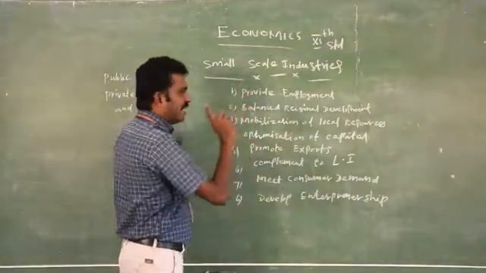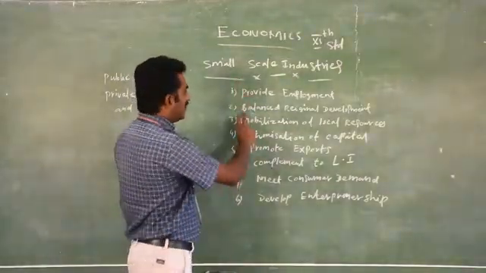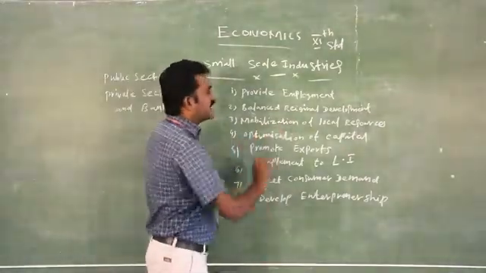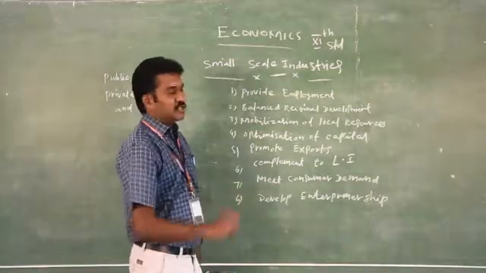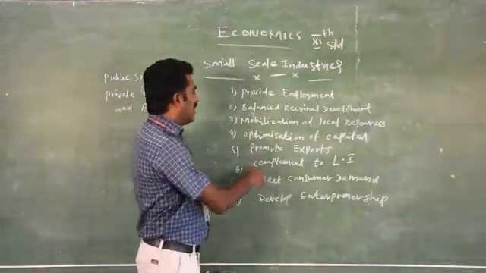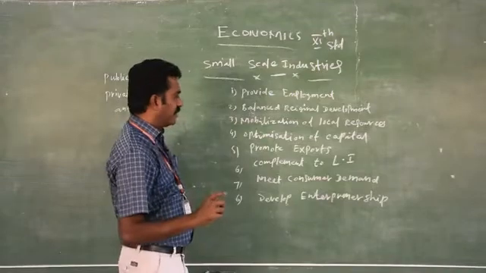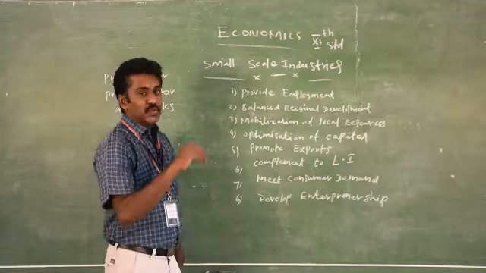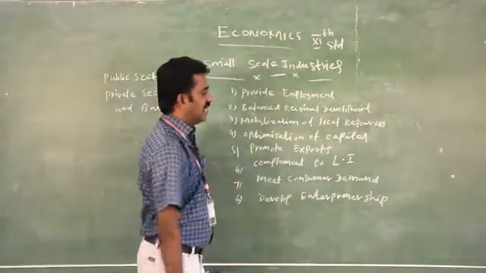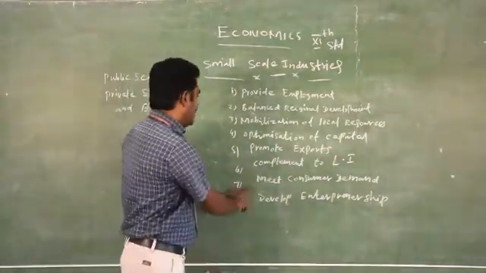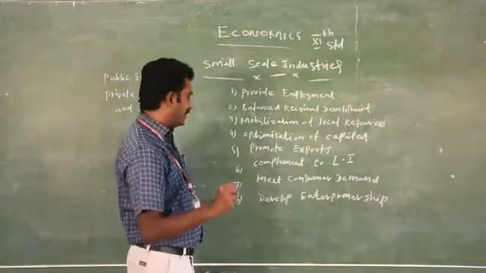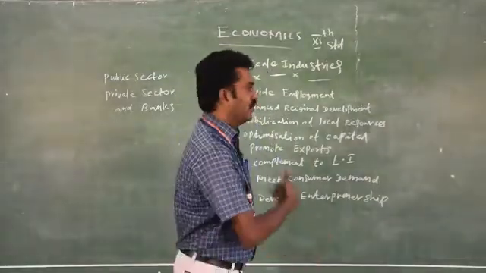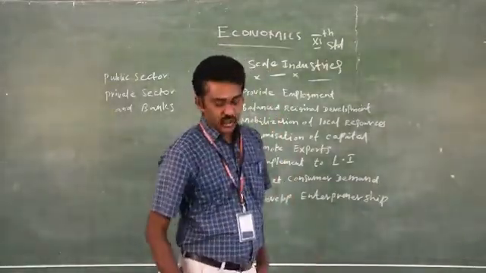First one, provide employment. Second one, balanced regional development. Third one, mobilization of local resources, and fourth one, optimization of capital. Fifth, promote exports. Sixth one, complement to large scale industries and meet consumer demand, and last one, develop entrepreneurship. So we are going to explain each one.